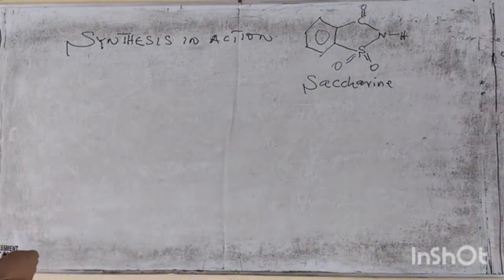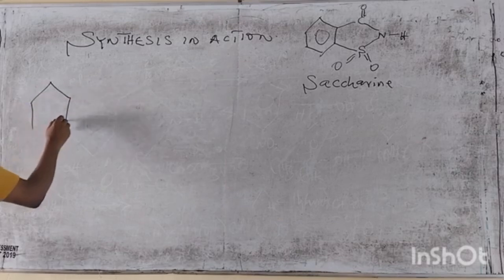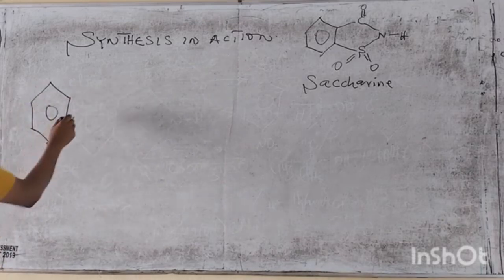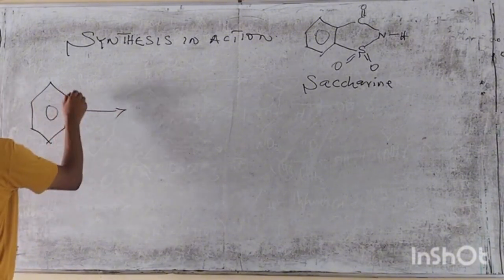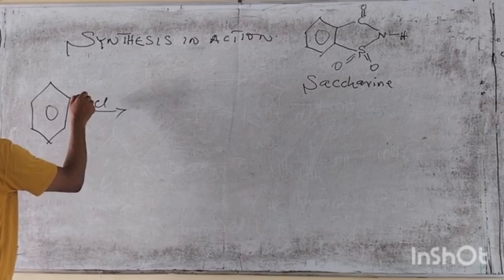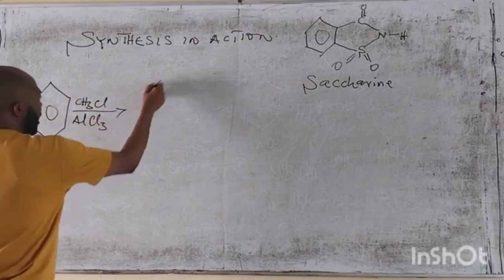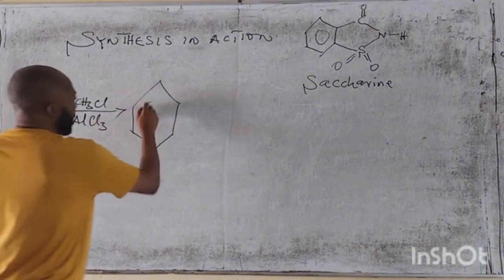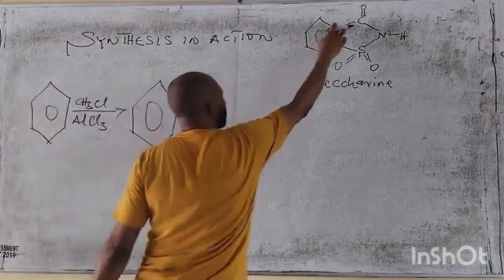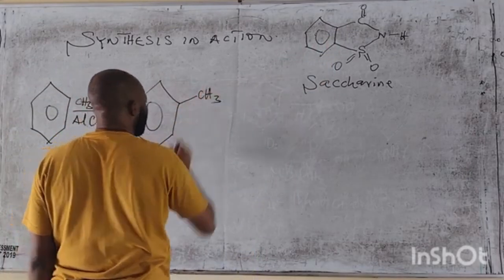Okay, now I have my benzene. Yes, let's begin here. It's always, or not always, most often the starting point. If I undergo methylation, yes, CH3Cl, AlCl3, I will have this.